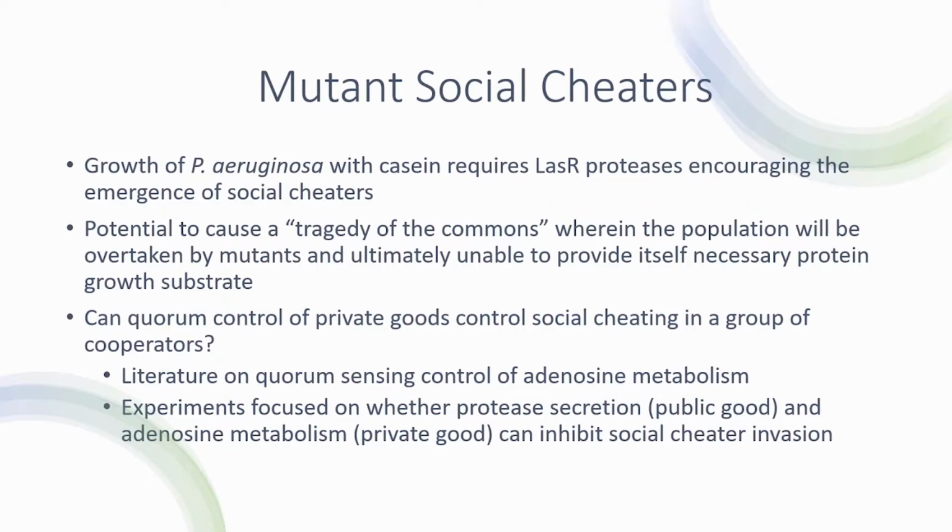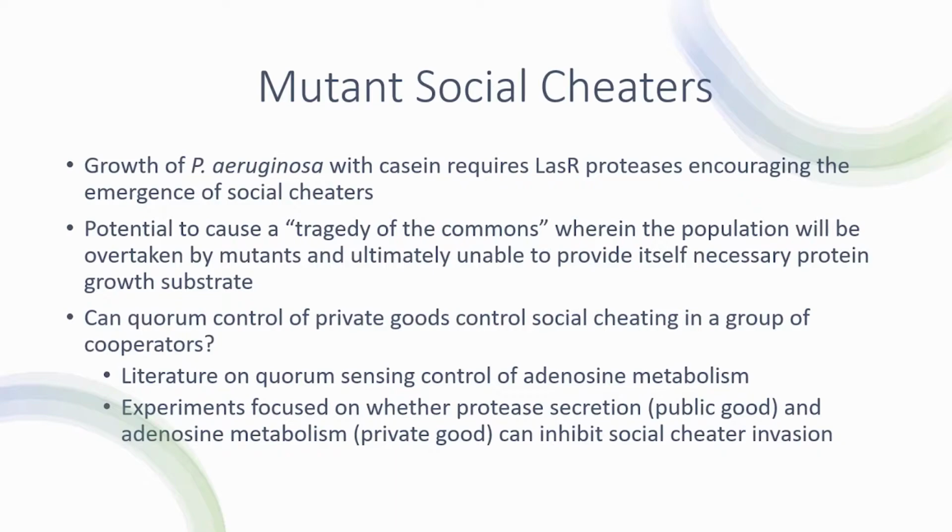So this leads us to this question: social cheating is really dependent on public goods, those LAS-R proteases and enzymes. So if we can control private goods through quorum sensing, can that control social cheating in a group of cooperators? We can have a foundation for experiments based on previous literature.